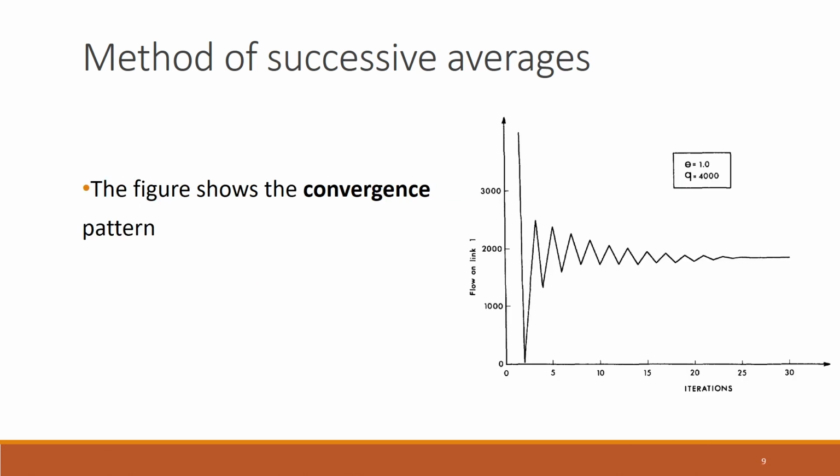So, this figure is showing that if one uses the method of successive averages, what is the flow on link 1 that we get as the iterations of this algorithm proceed. You can see here that there is this zigzag pattern. Sometimes the flow on link 1 is increasing, and in the next iteration it is decreasing, then it is again increasing, and so on. So, this is a kind of a different pattern here.